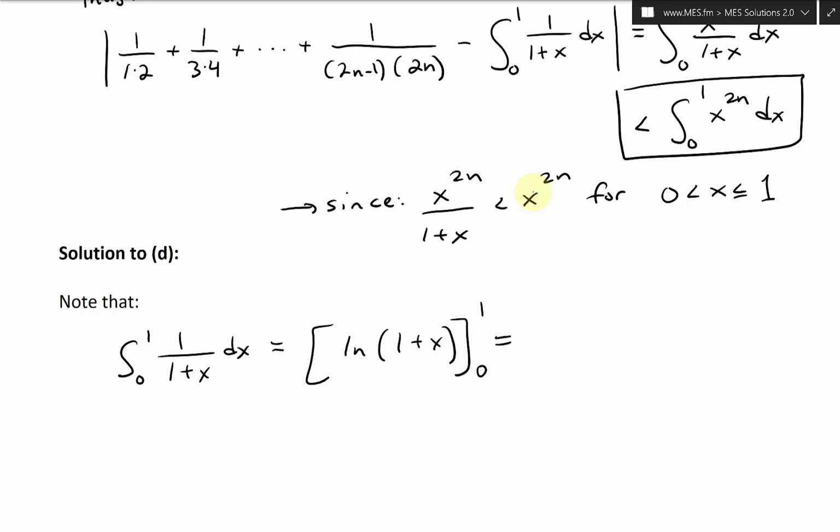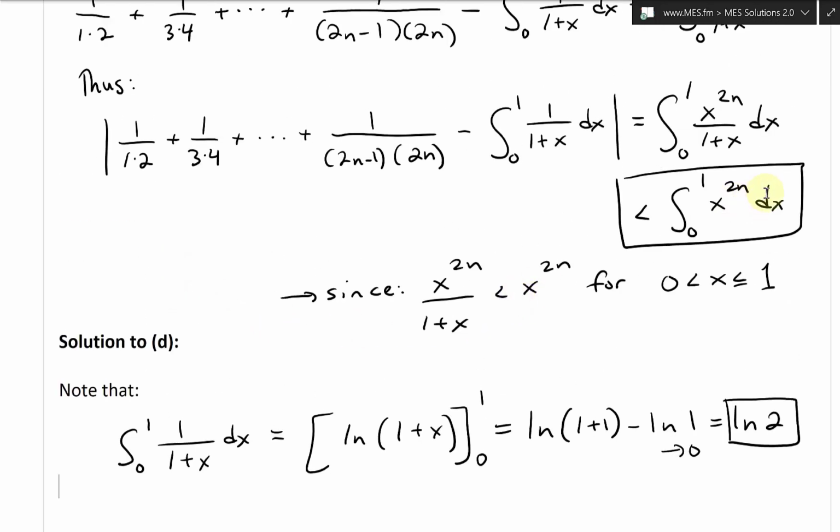So yes, evaluate from 0 to 1. This equals ln of 1 plus 1 minus ln of 1 plus 0, which is just ln 1. And we know that ln 1 is 0, so this part goes to 0. So this becomes ln 2. That's what we have there. Alright, so that's ln 2, and now let's solve this integral right here.